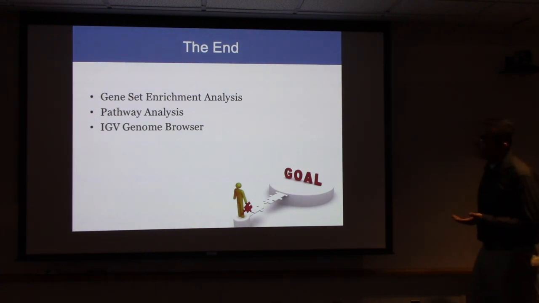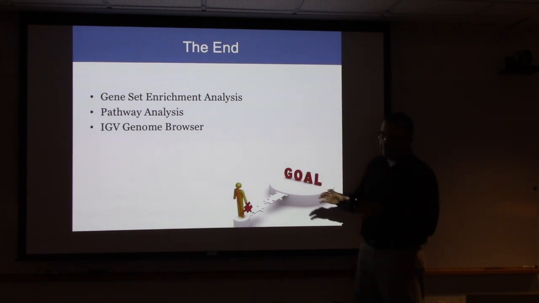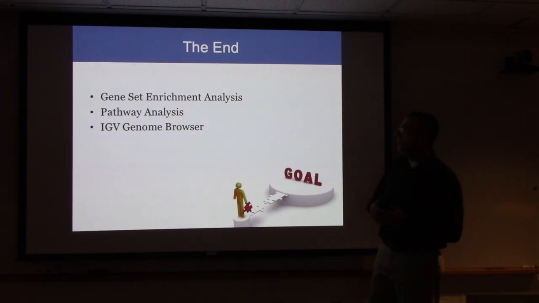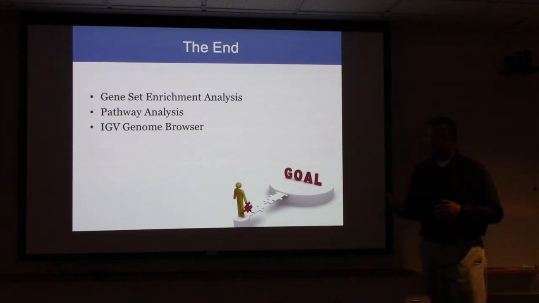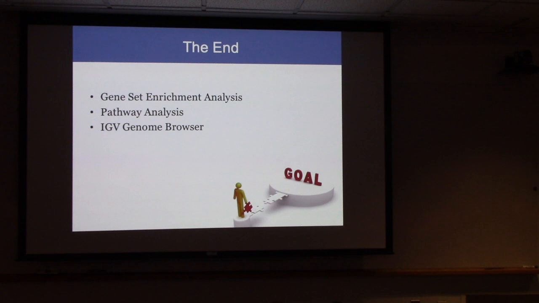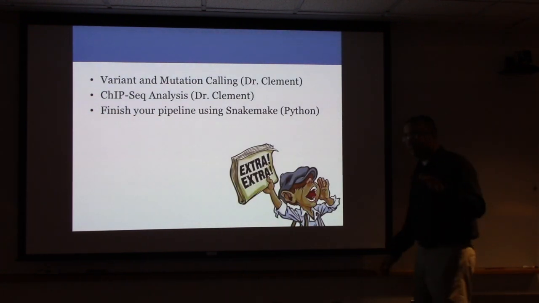Towards the end of the course, once we have our differentially expressed genes, or just a gene set, we go through GSEA, or gene set enrichment, and pathway analysis. We talk about genome browsers, how we can look at this data and visualize it in the browser format. But that's not it. The course doesn't end here. It used to end here, but it doesn't now.